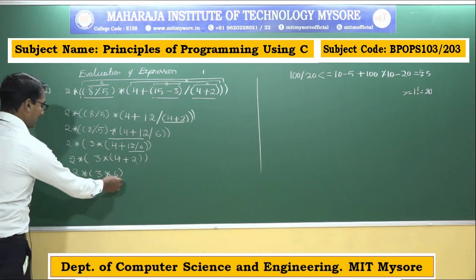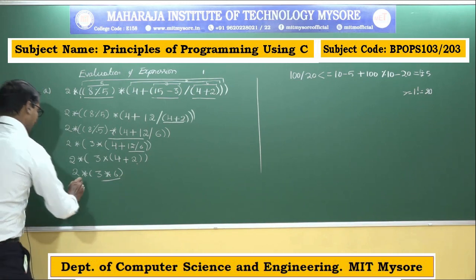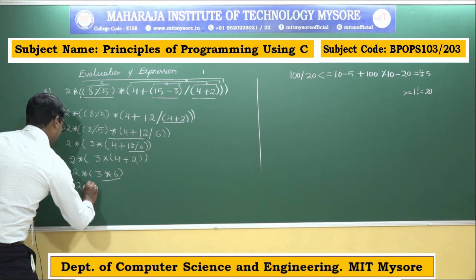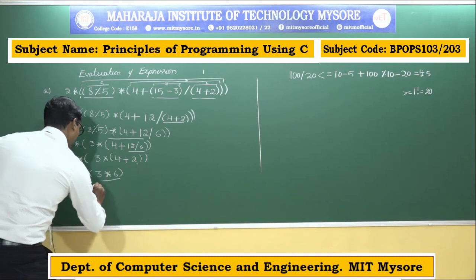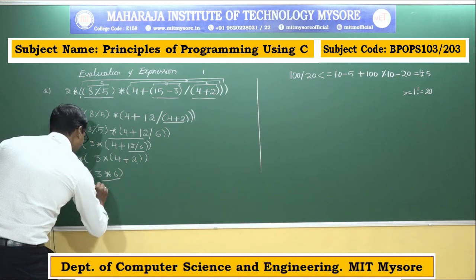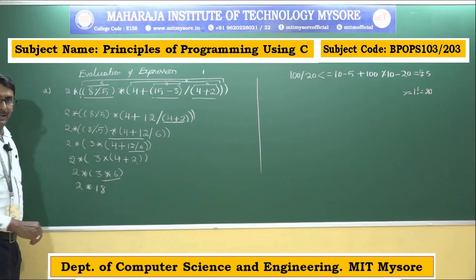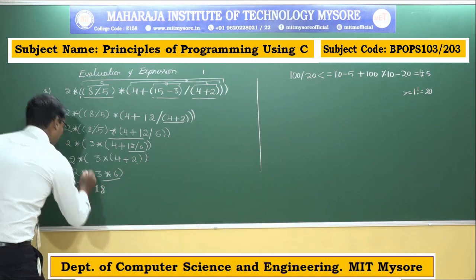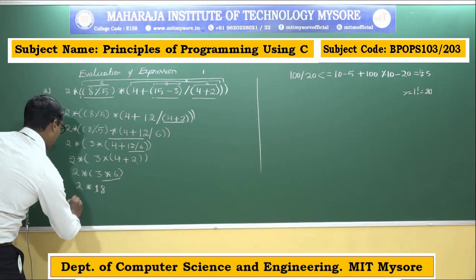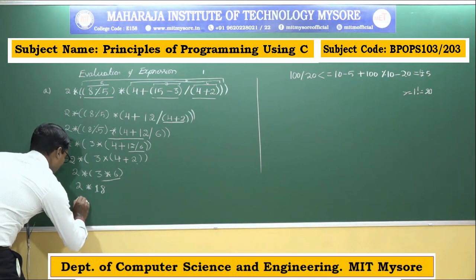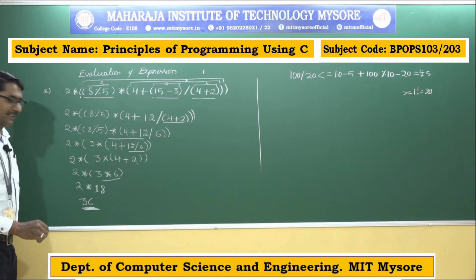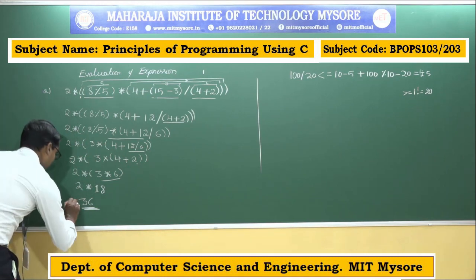Next, the innermost expression, meaning the expression present in the bracket, is 6 into 3. So 2 into 3 into 6 is 18. Last is 2 into 18. So 2 into 18 is 36. So the final evaluation of this expression is 36.